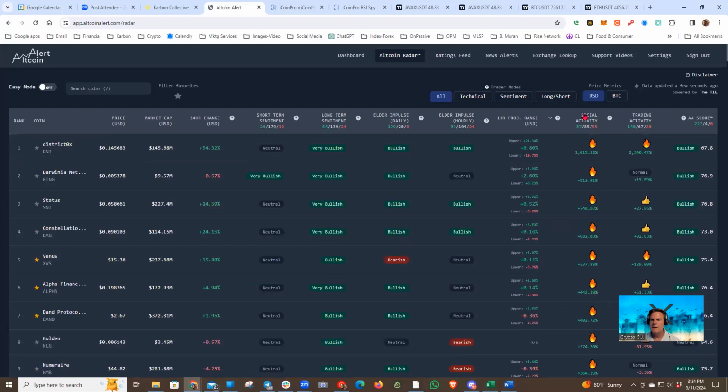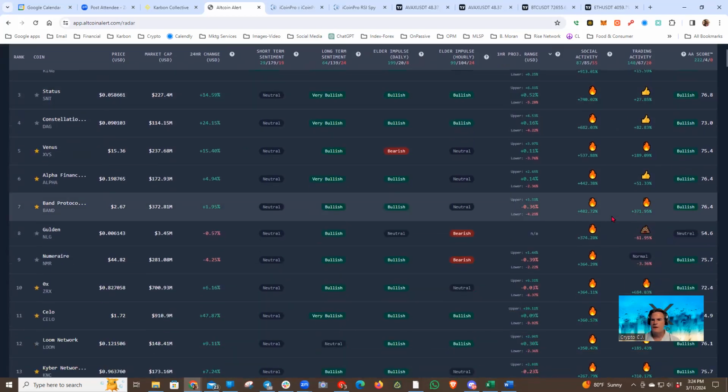Let's go to social activity. This one's been pretty good for me lately. I'm going to match up fire or thumbs up on social activity with fire or thumbs up on trading activity. And I'm going to look for something I'm somewhat familiar with. I set an alert on Band today. It's an older project. Alpha and Venus I've traded before, though not recently.